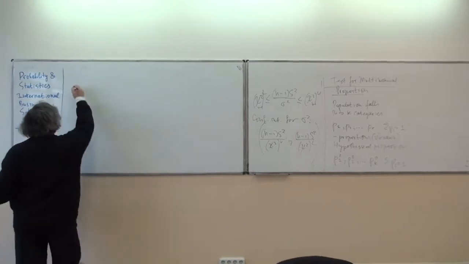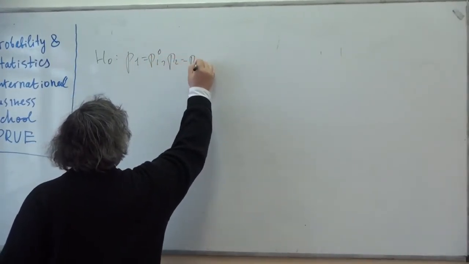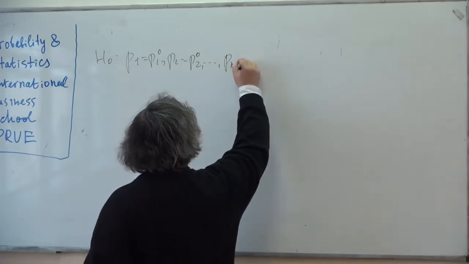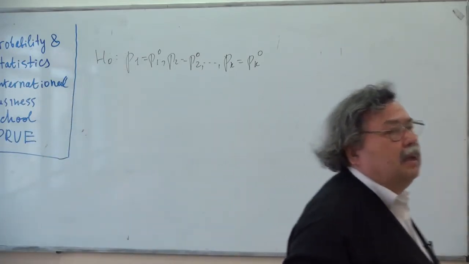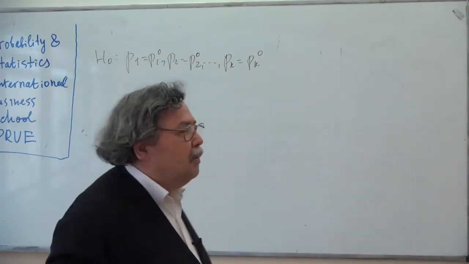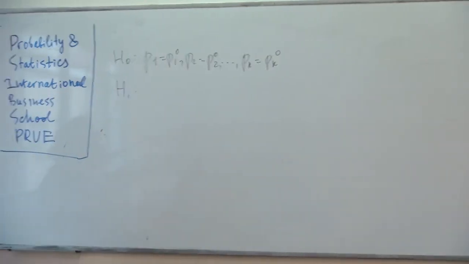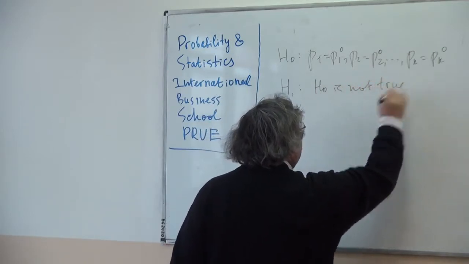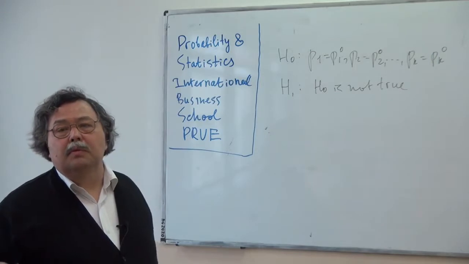Okay, and let's write it this way. H0: P1 equals P1 0, P2 equals P2 0, and so on, Pk equals Pk 0. So the null hypothesis says that the actual multinomial proportion is just equal to this hypothesized multinomial proportion. Well, H1 is basically a negation of H0. It says that H0 is not true, which means that some or all of these equations are not true.